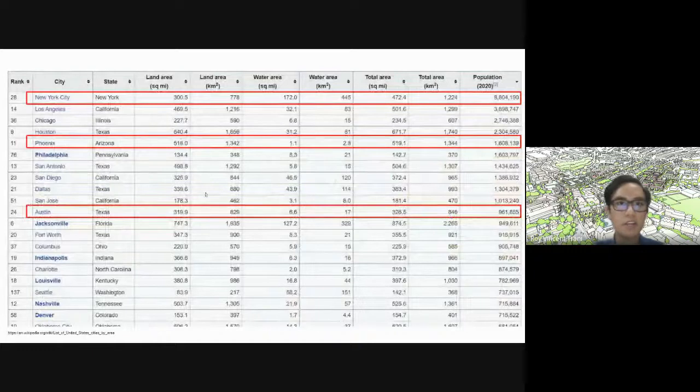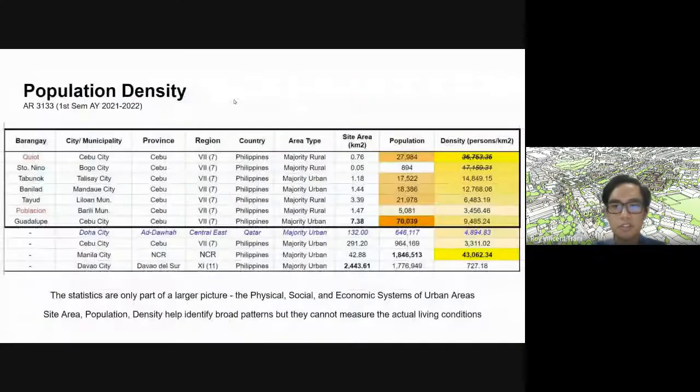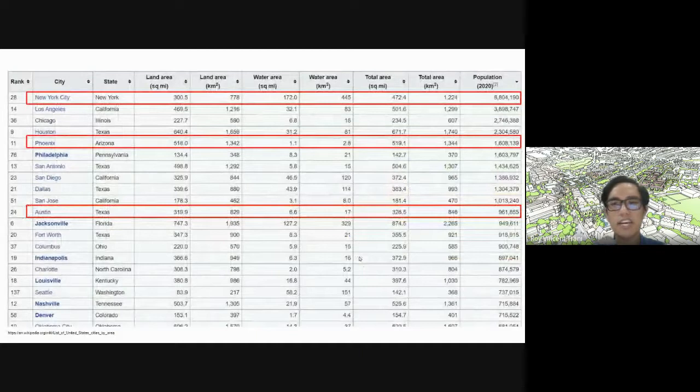But interestingly, over here, they separated the land area and the water area. So if we take out the water area, New York City only has, let's see, 778 square kilometers of land area. So it's closer to Cebu City area, which is at 200, maybe 300 square kilometers. Manila City is only 42 square kilometers. It's a very tight, very dense city.